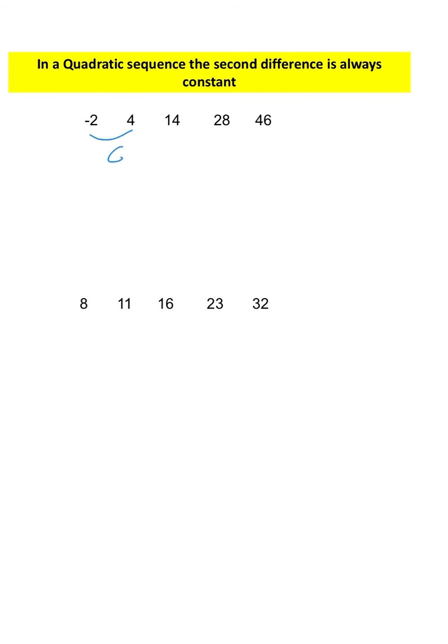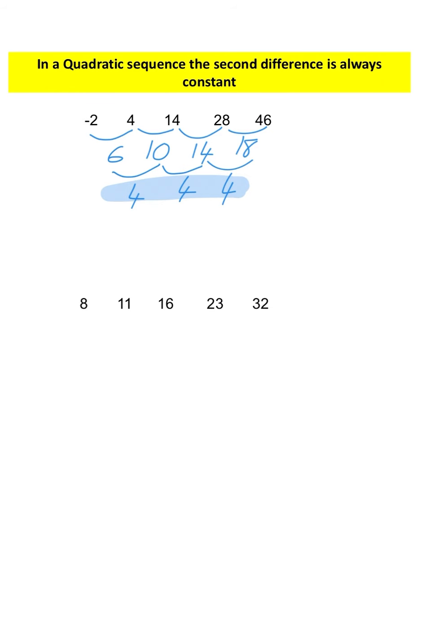To start off, we need to get the first difference. So we have 6, 10, 14, and then 18. Then the second difference, so we have 4, 4, and then 4 again. So since the second difference there is the same number, that shows it's a quadratic sequence.